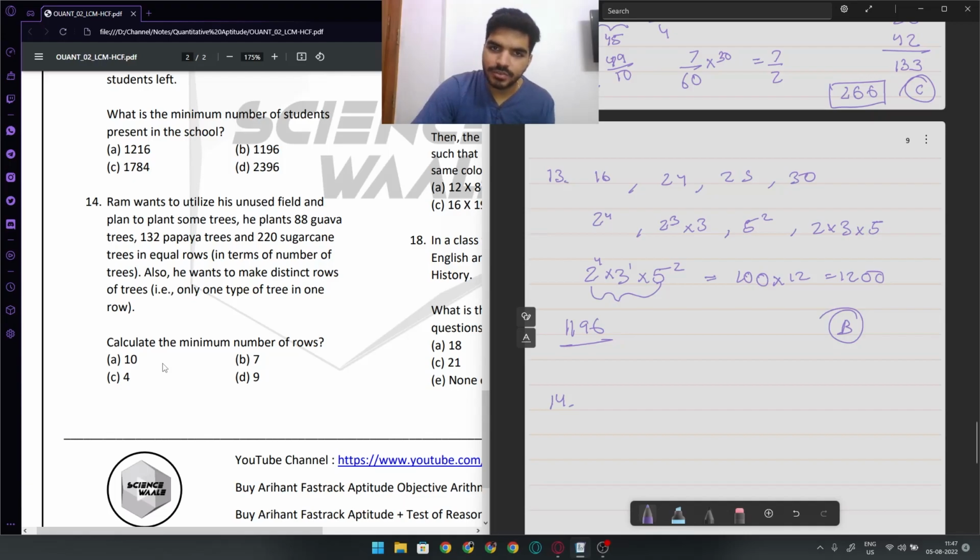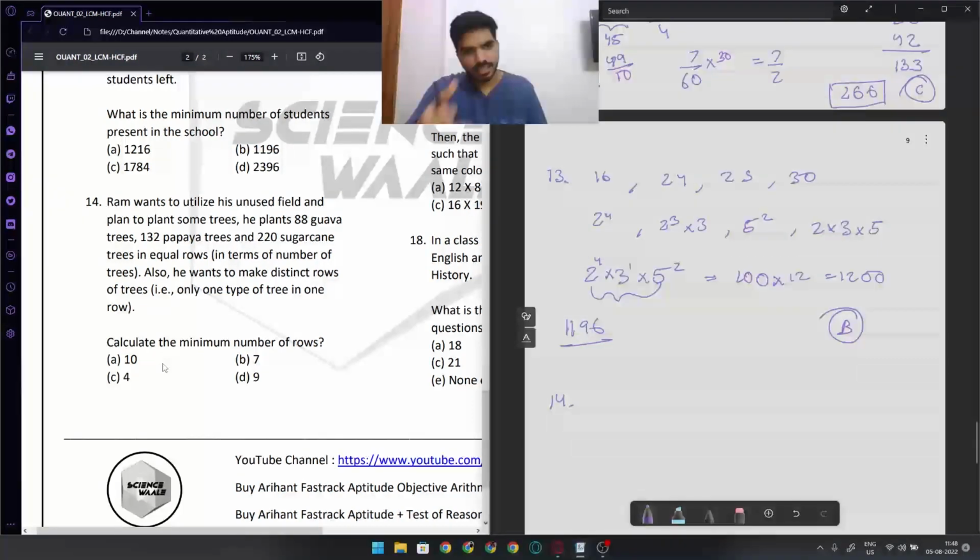Again, a question of HCF only, that there are different kinds of plants, and Ram wants to have the minimum number of rows and maximum trees in one row. But given the condition, he can't mix them, because if you can mix, you can have 5 trees of mango, then 4 trees of apple, though they can't grow in the same region. But if that's the condition, then a square will be the most efficient way. Or if they say just the row should be minimum, keep a single row. But in these questions, it is given that only one type of plant should be there in a row.